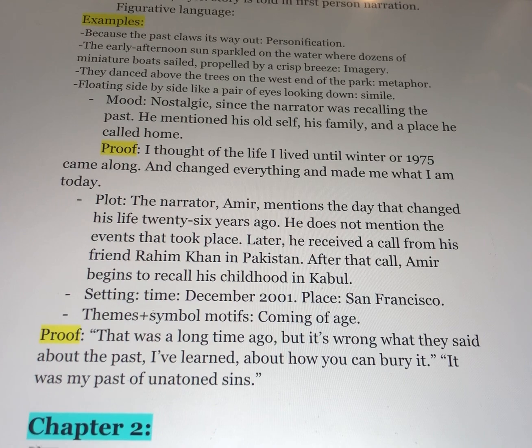Not proof or evidence actually, but: "That was a long time ago, but it's wrong what they say about the past. I've learned that about how you can bury it." And then he said, "It was my past of unatoned sins." So basically what unatoned sins means is that these sins are not forgiven, these sins are not forgotten. And what we can sense is that he has made an unforgivable mistake and he has not forgiven himself yet, and it's been haunting him ever since the winter of 1975.